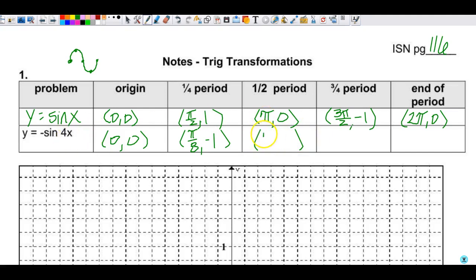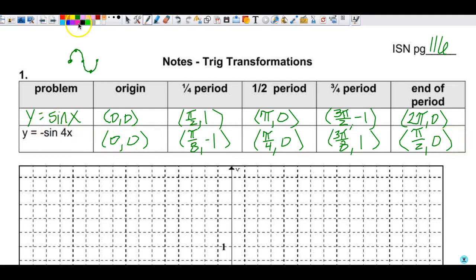Move on here. Pi gets divided by 4, so that's pi fourths. And then 0 is still just 0. Then we've gotten 3 pi halves. We're going to divide that by 4, which is the same as multiplying by 1/4. So this is 3 pi eighths. And then that -1 becomes a +1. 2 pi gets divided by 4, so that's 2 pi fourths, which is really pi halves. And 0 is still 0. Okay, so basically these are my new points for my new function.